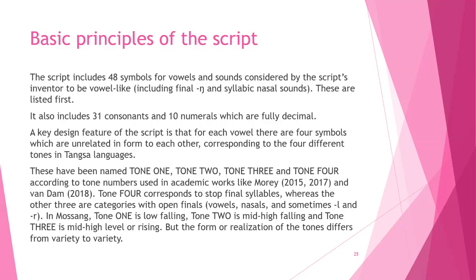But a very special feature of this script, a key design feature, is that for each vowel there are 4 symbols, which are generally unrelated to each other, corresponding to the 4 different tones. So the Tangsa languages generally have 4 different citation tones, 3 citation tones on open syllables and 1 on stopped syllables, but these are all written differently by Lakhum Mossang, as you'll see shortly.